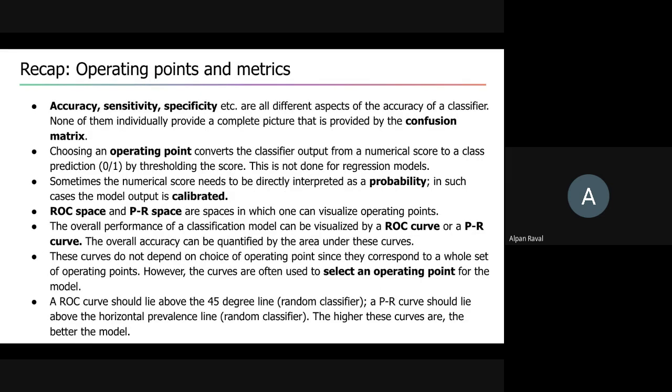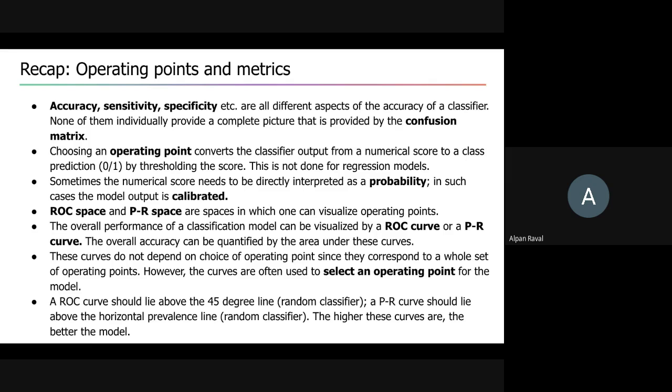Okay, let's do a little recap on all this, operating points and metrics and so on. We started with accuracy, sensitivity, specificity, etc. And I mentioned that all of these metrics are different aspects. They expose different types of behavior of the model, or different aspects of the accuracy of a classification model. None of them individually provide a complete picture. The complete picture is provided by the confusion matrix, because that tells you true positives, true negatives, false positives and false negatives. From that, you can calculate all of these other metrics, right?